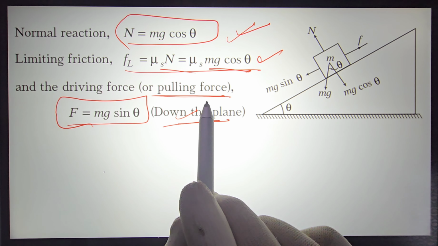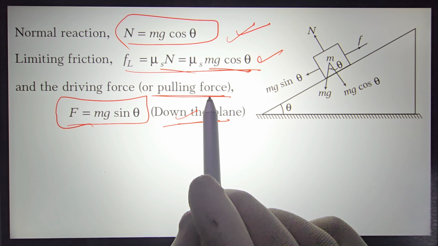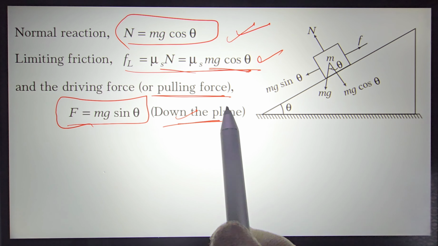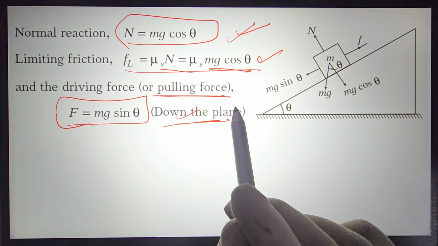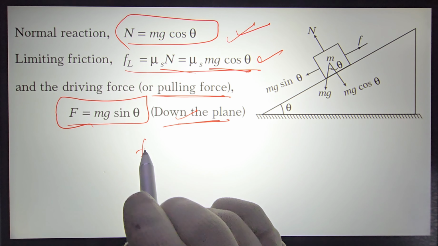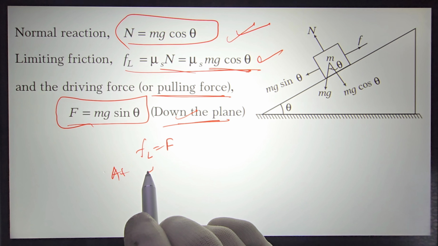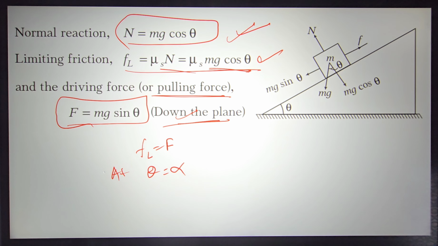So there is a critical angle called the angle of repose, which is alpha, at which these two forces are equal. Now if theta is further increased, then the driving force F becomes more than the limiting friction FL and the block starts to slide. At alpha, FL is equal to F, right? At theta equal to alpha, this is basically the condition for the angle of repose, right?